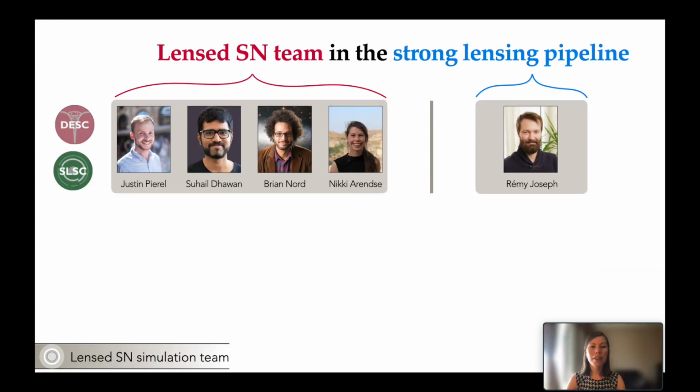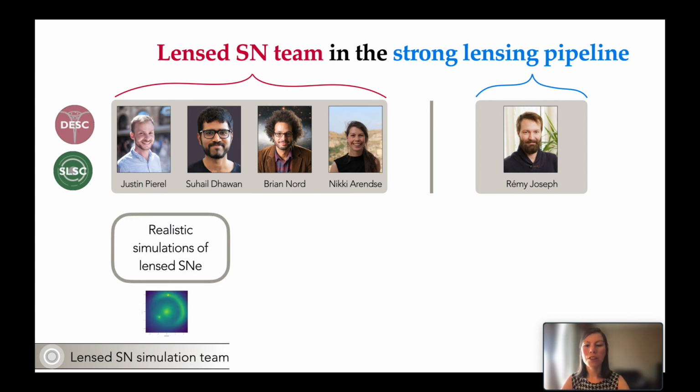So because of this, there's a new effort with the strong lensing and the dark energy science collaboration together, which is the Lens Supernova team. So this consists of Justin Perel, Suhail Dawan, Brian Nord, and myself, and we work within the strong lensing pipeline that is led by Remy Joseph in order to get realistic lens supernova simulations.